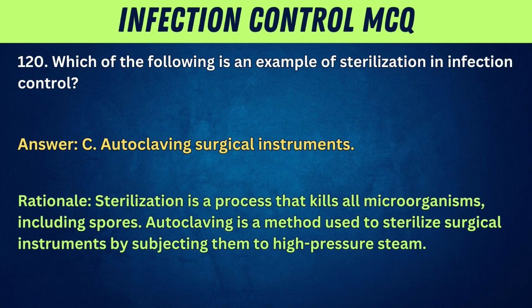Answer: C. Autoclaving surgical instruments. Rationale: sterilization is a process that kills all microorganisms, including spores. Autoclaving is a method used to sterilize surgical instruments by subjecting them to high-pressure steam.